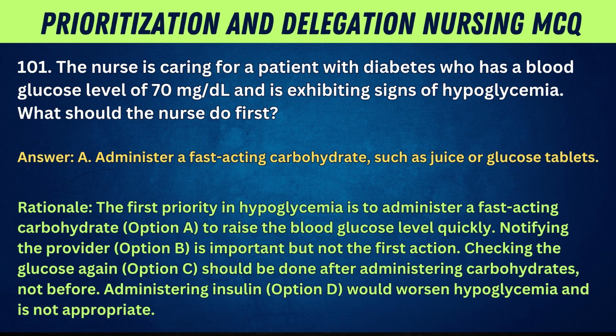Answer: A. Administer a fast-acting carbohydrate, such as juice or glucose tablets. Rationale: the first priority in hypoglycemia is to administer a fast-acting carbohydrate, option A, to raise the blood glucose level quickly. Notifying the provider, option B, is important but not the first action. Checking the glucose again, option C, should be done after administering carbohydrates, not before. Administering insulin, option D, would worsen hypoglycemia and is not appropriate.